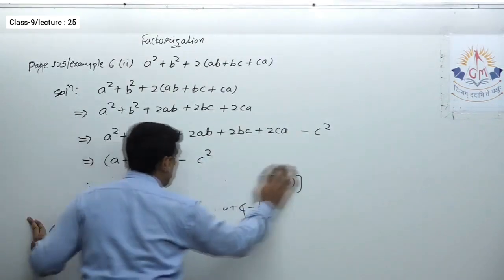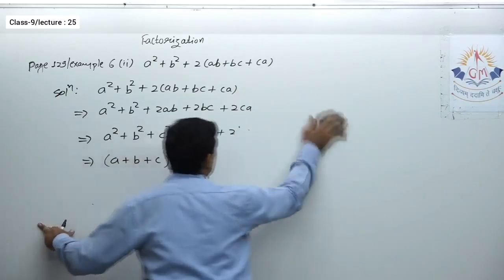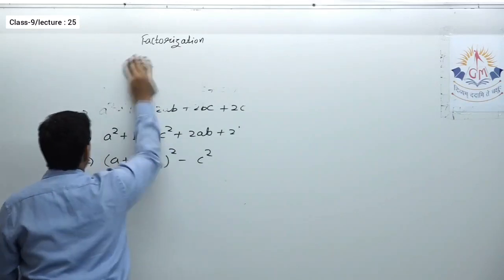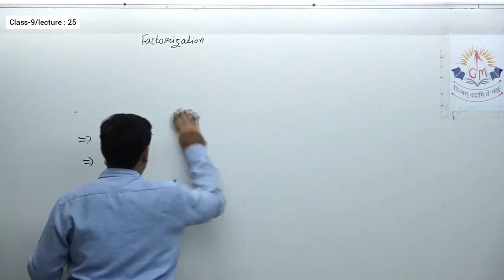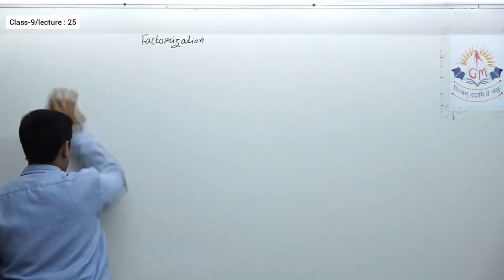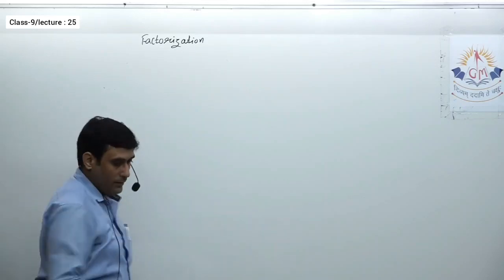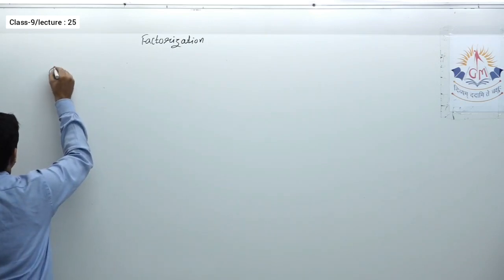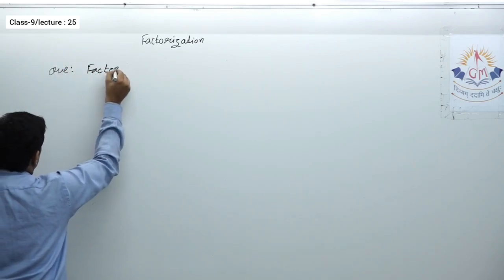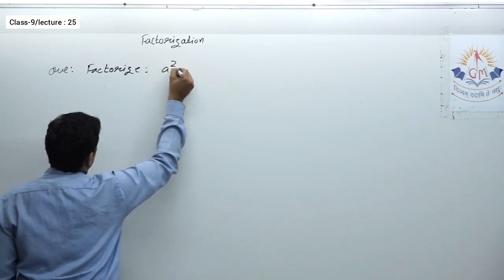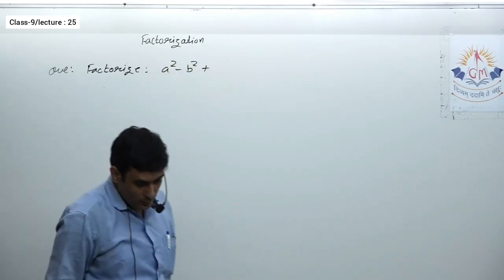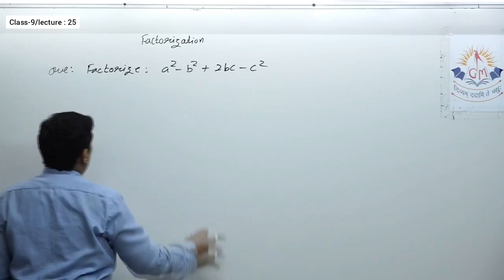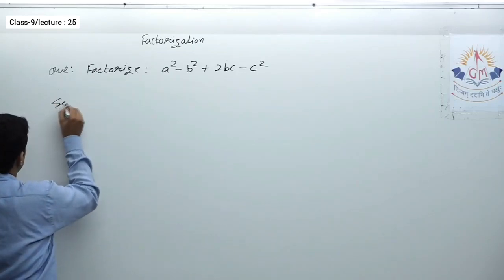Okay, now let us see the next question. Next question is find the factors of, factorize, a square minus b square plus 2bc minus c square. Okay, so let us see how to find its solution.